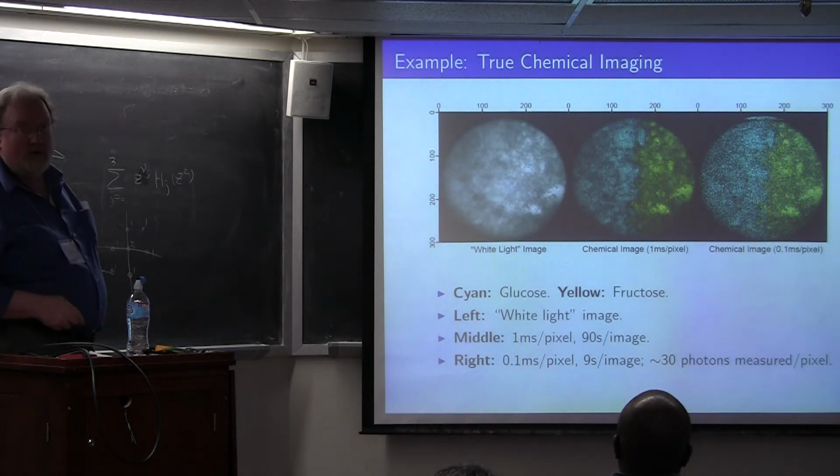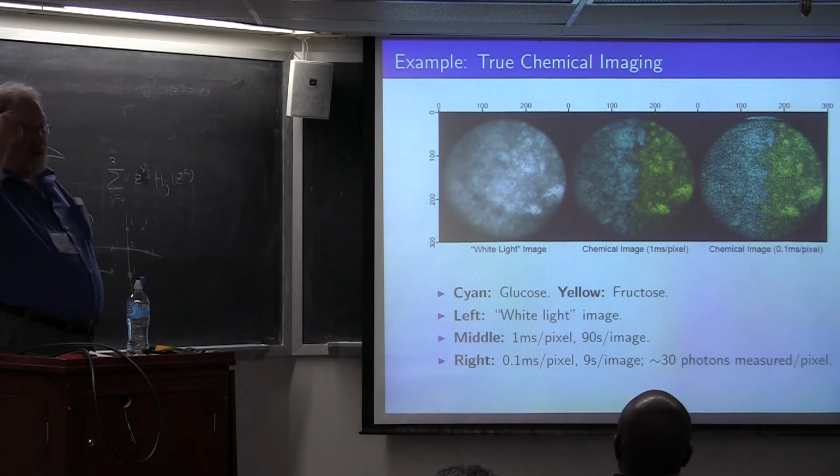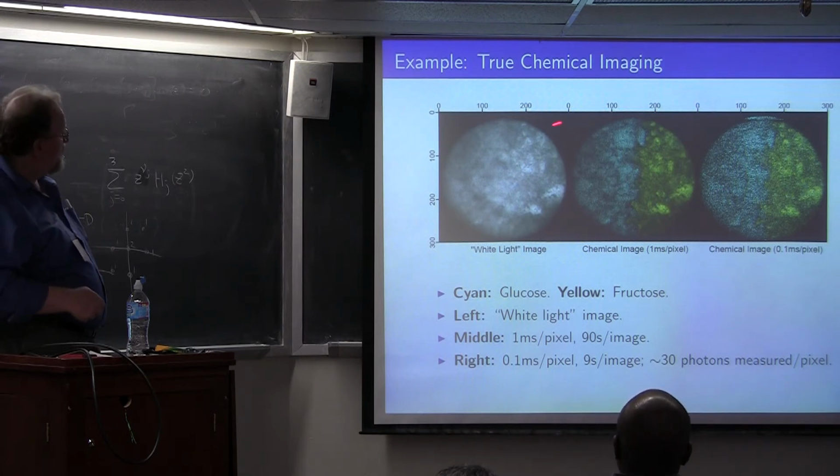And one more example, done. This is true chemical imaging. So what we do here is we have the laser scan the sample. This is a 300 by 300 image, and you have this laser scanning the sample pretty quickly, and then you take measurements and you correlate it with each dot. So this is 1 millisecond per pixel.